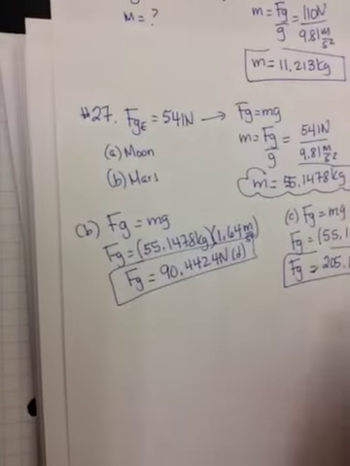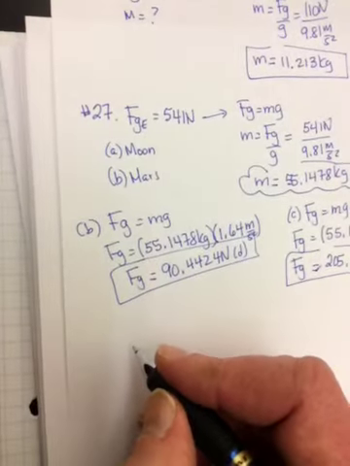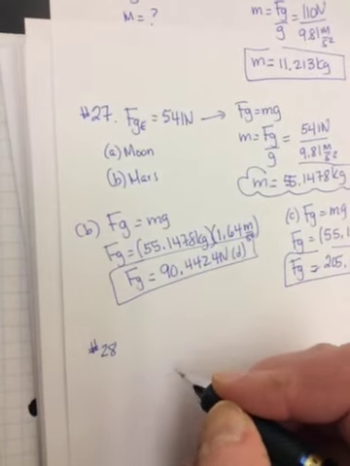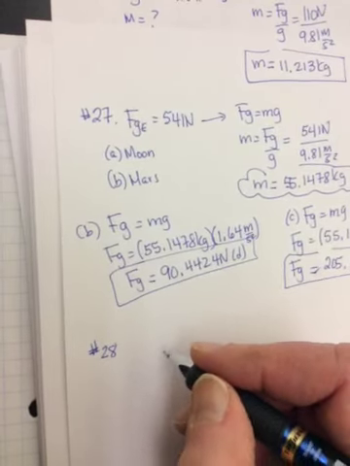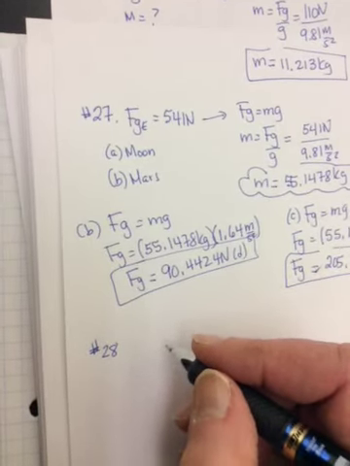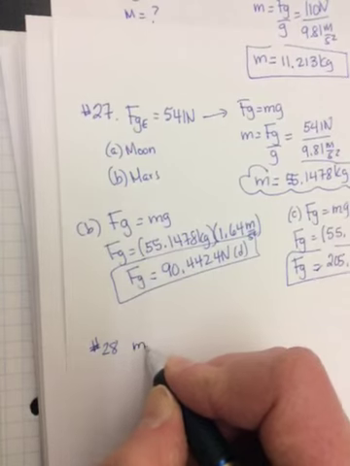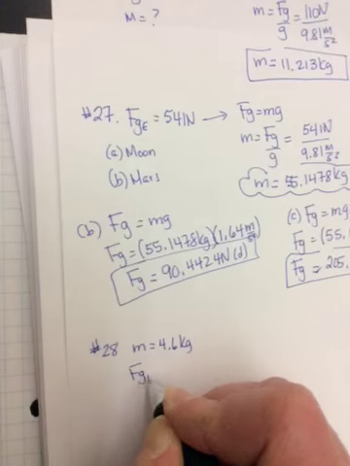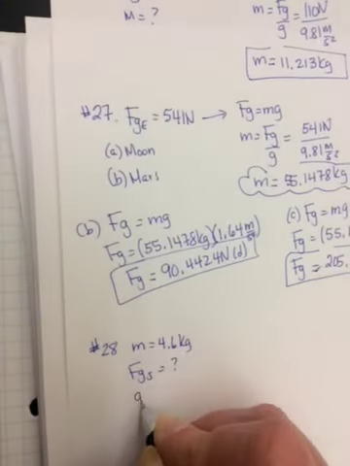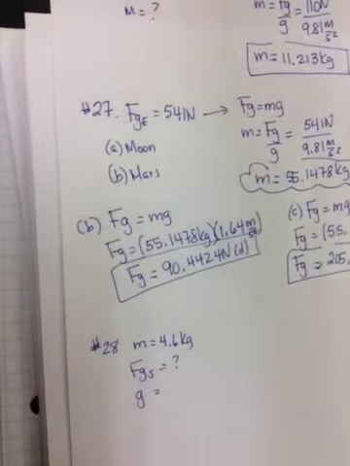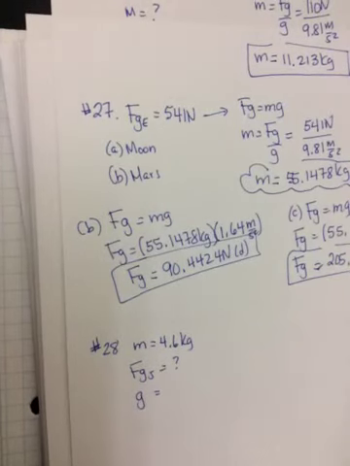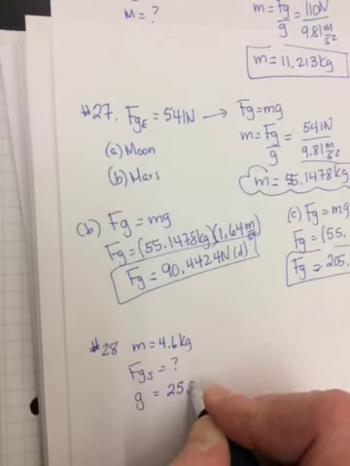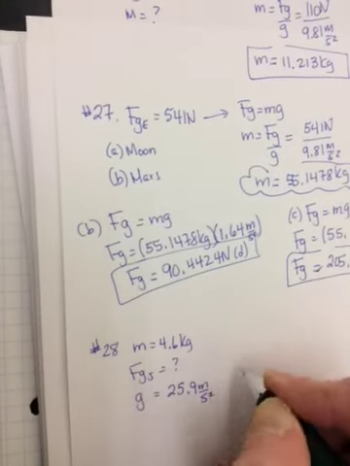All right, number 28. Says, how much would a 4.6 kilogram rock weigh on Jupiter? So our mass is 4.6 kilograms, and we're looking for our weight on Jupiter. So again, you need to go to page 133 and find out that little g for Jupiter is 25.9 meters per second squared.